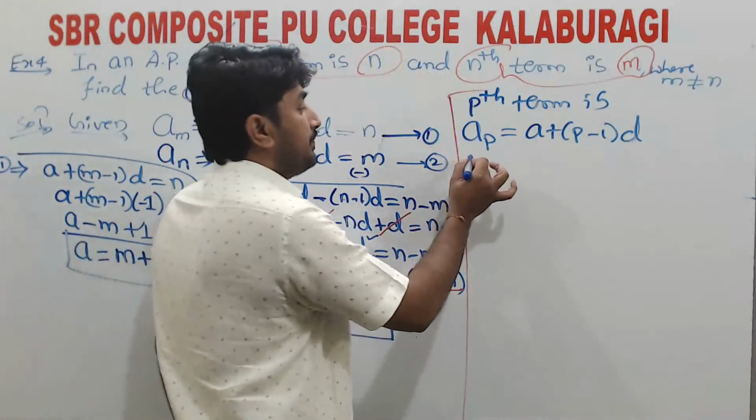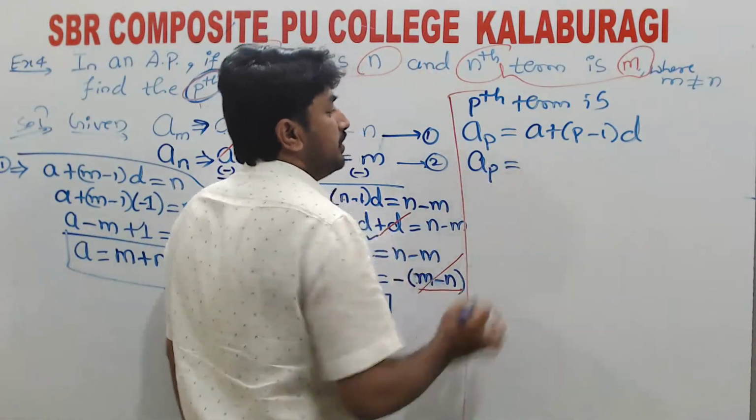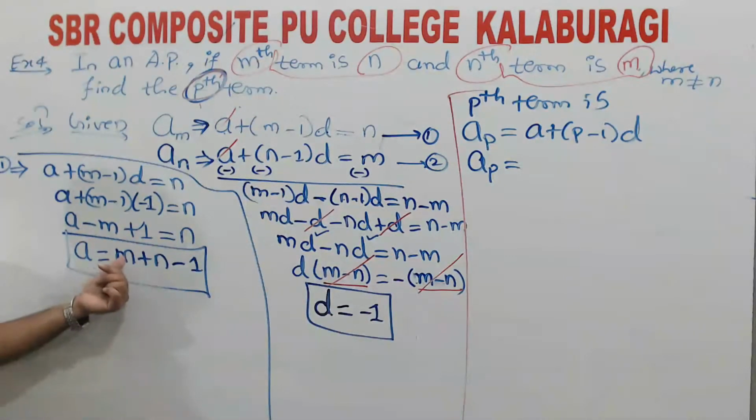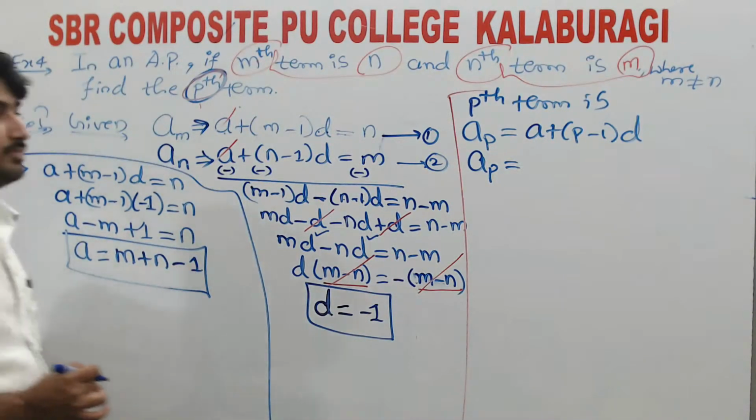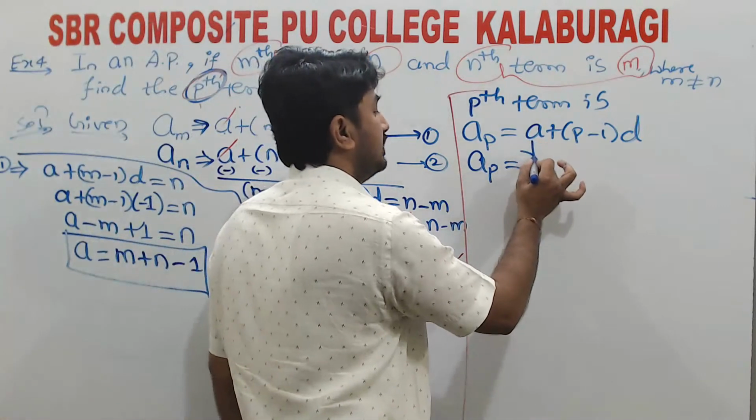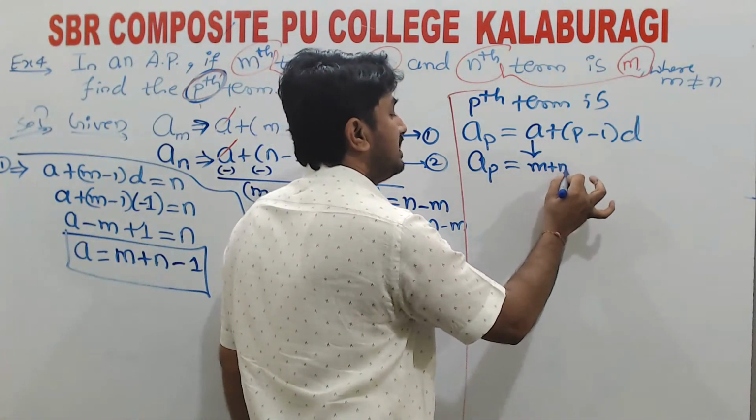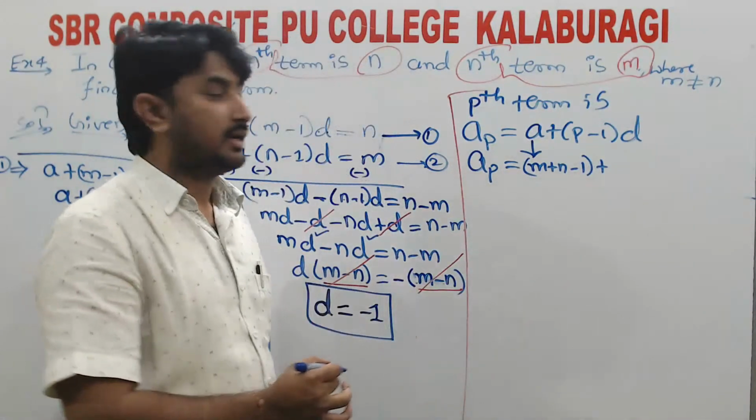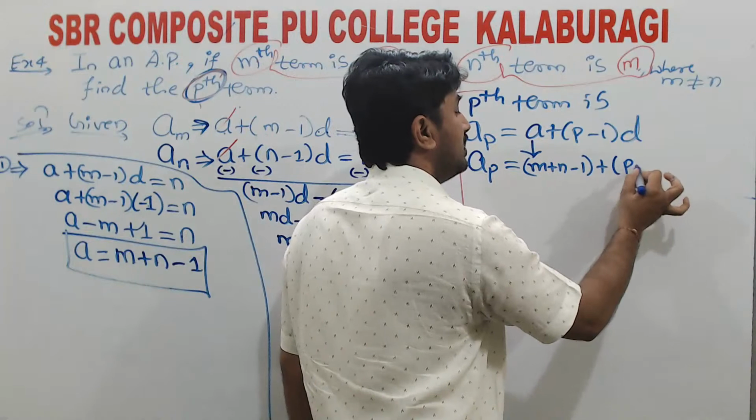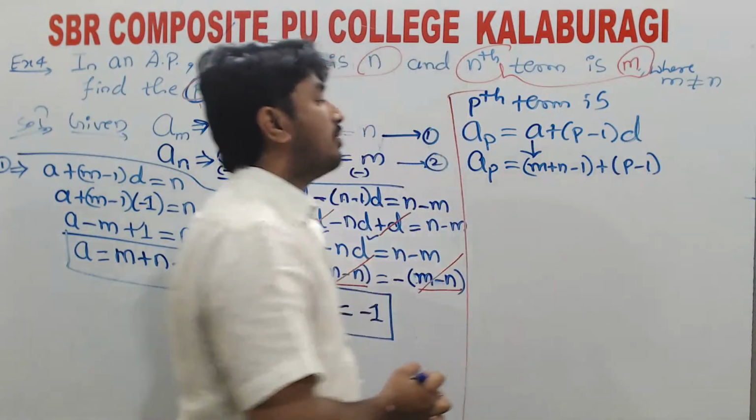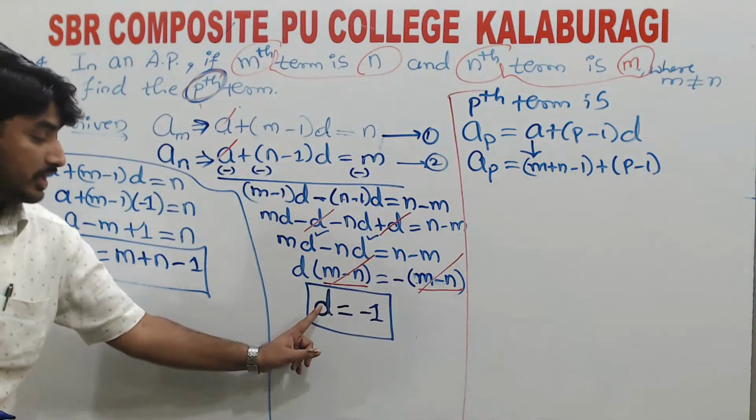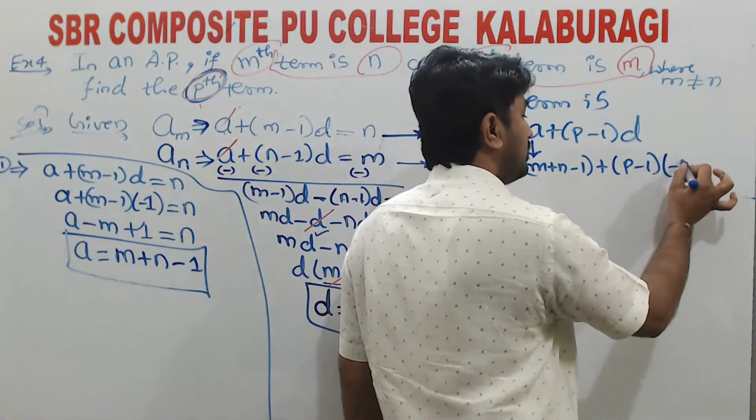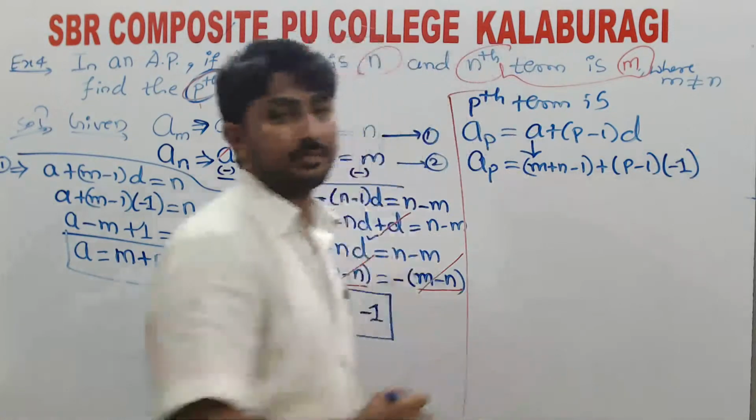So the pth term is equal to, what is the value of a? Here a is equal to m plus n minus 1. I am taking the a value as m plus n minus 1, plus p minus 1 as it is. What is the common difference value? Already we know the value of common difference, d equal to minus 1.